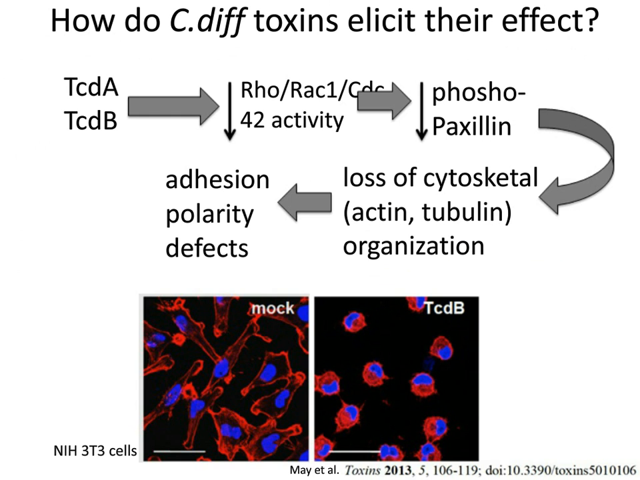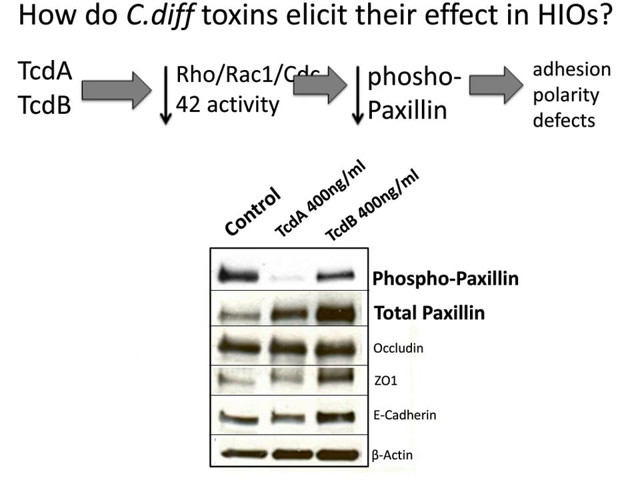And so again, just to remind you, this is how we understand that the toxins work. And since it appeared to us that toxin A was more potent and induced more robust epithelial barrier damage, we really wanted to see if toxin A seemed to be acting more potently in the organoids. What we were able to see is that when we looked at toxin A or toxin B just at the highest doses relative to an untreated control, phosphopaxillin was really reduced in the toxin A treated organoids compared to the toxin B treated organoids.